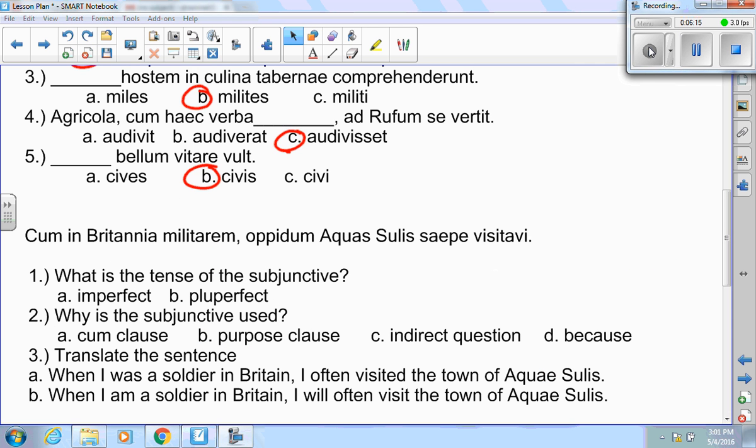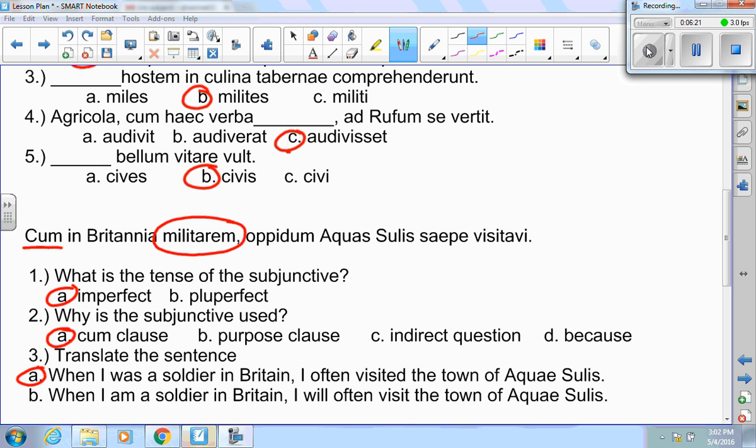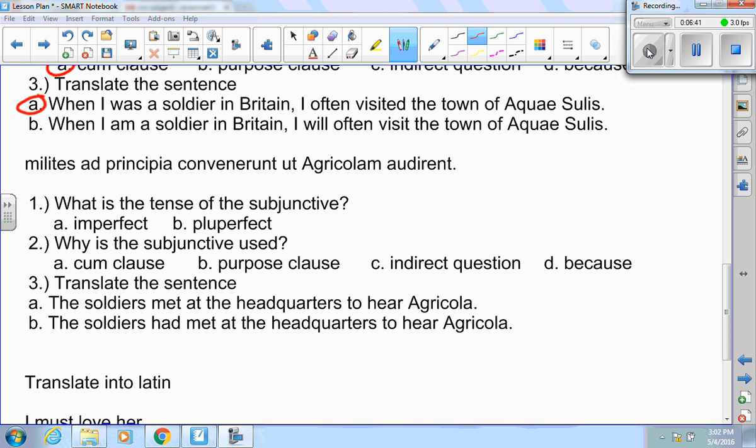Here's a cum clause that you can work with. Practice picking out what kind of verb you have, what kind of clause you have, etc. So choose those and see how you do. The answer to all of these is A. Cum clause. So number 1 says what tense is it? Militarum is imperfect tense. I can see that present active infinitive in there. Imperfect tense. Why is it being used? Cum clause. And translation: when I was a soldier in Britain, I often visited the town of Aquasolace.